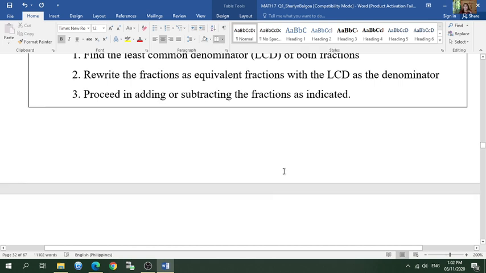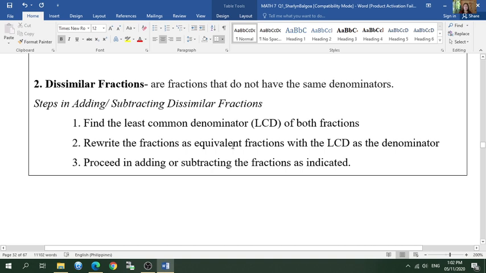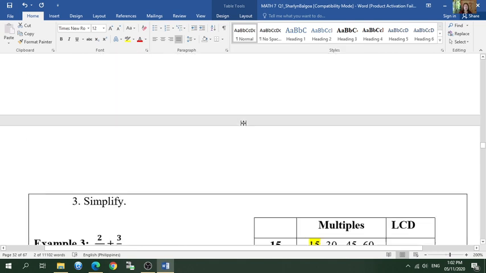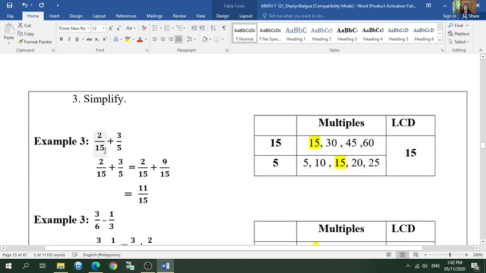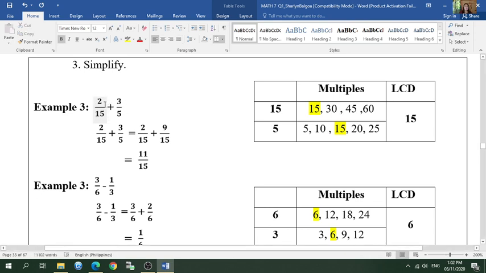Okay, so ibig sabihin, you can only add or subtract fractions that are similar. Fractions that are dissimilar cannot be solved, but you have to find out the LCD to make the denominators of the given fractions be the same. Example, let's say 2 over 15 plus 3 over 5. Okay, so kunin mo yung multiples of 15 and 5. Alam naman ninyo siguro yung multiples.